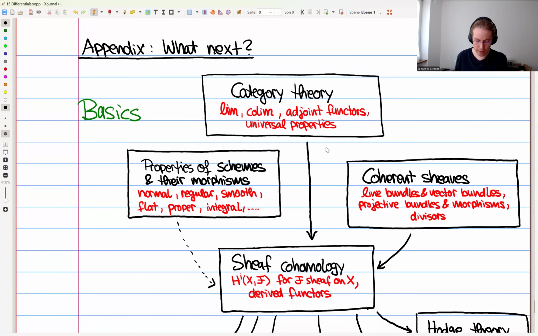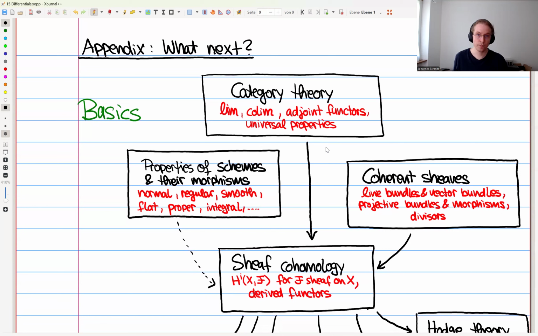And then, in the basics of algebraic geometry, there's two separate directions where you can continue. The one is the properties of both the schemes and morphisms between them. So we have seen a bit in this direction. So for example, we have seen what does it mean for a scheme to be reduced? What does it mean to be finite type over K and so on?